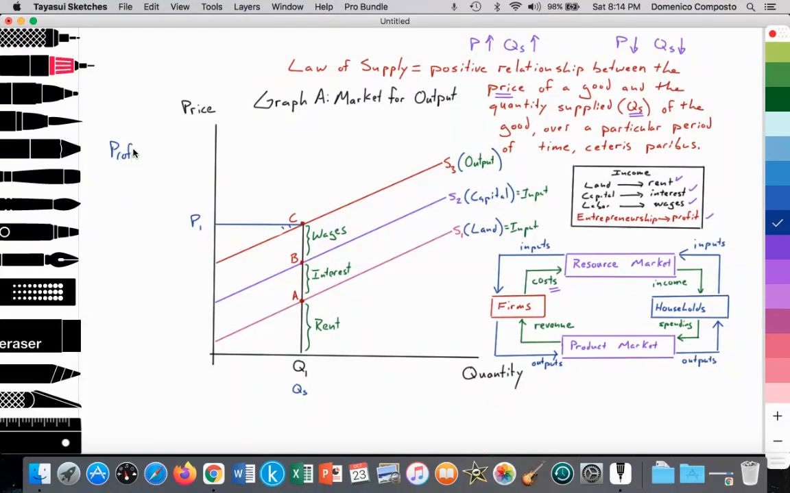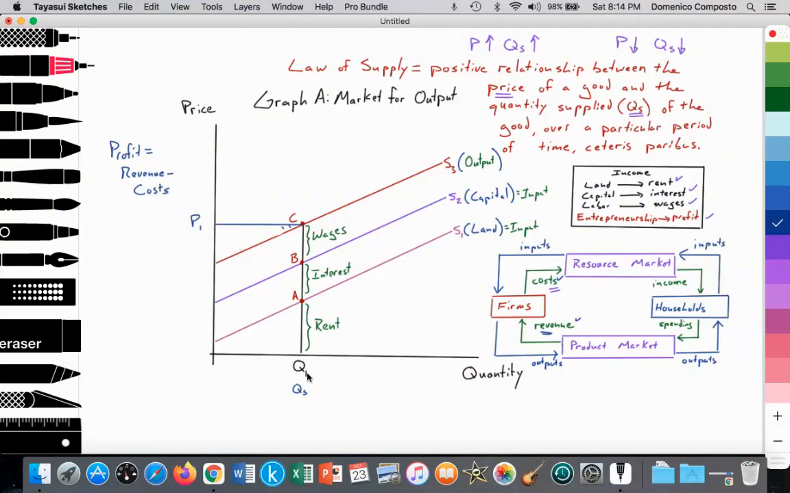It's a simple equation. It's equal to your revenue minus the costs of production, which we can see in the circular flow model right here. The revenue gained minus the cost, whatever's left over, becomes your profit.